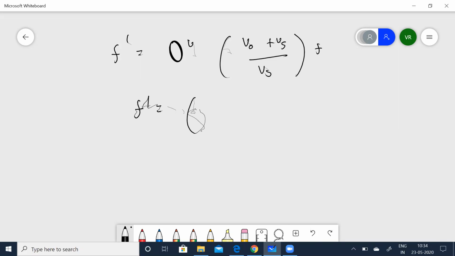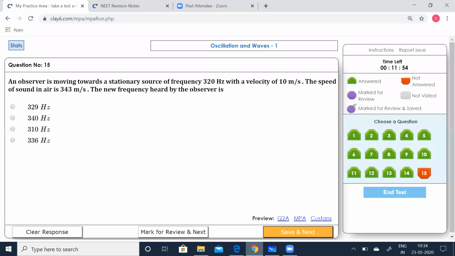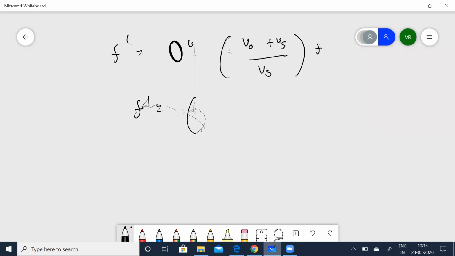So look at what is being given: 10, right? And the frequency of the source is given as 320. So just substitute that and find out. The speed of the air is given as 343. You can now substitute that. You can either take it as Vs or simply V only.